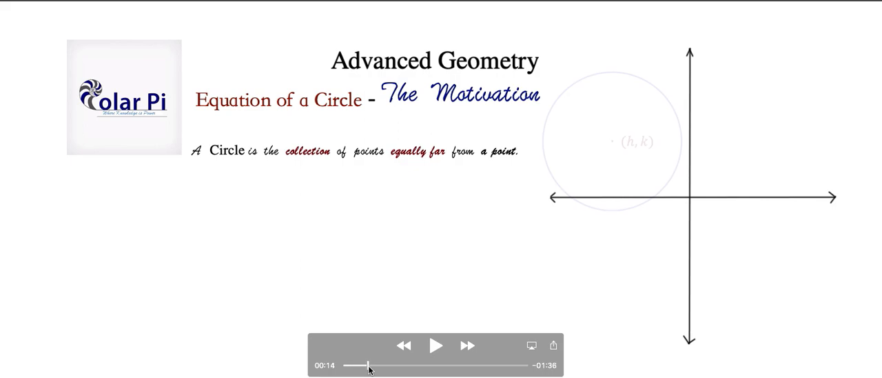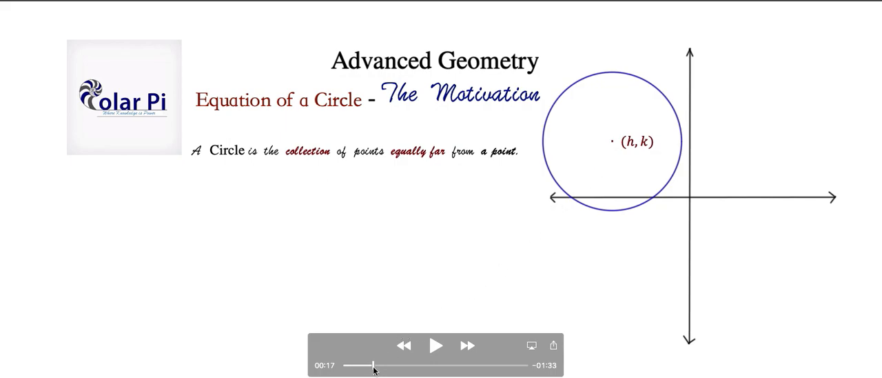So here's a circle. Since the first definition was a little more sophisticated than we need, we can just keep this one. Here's a point, and the collection of points, infinitely many points at that, that are equally far from this point are what you see in blue, forming a circle. So that's what a circle is.